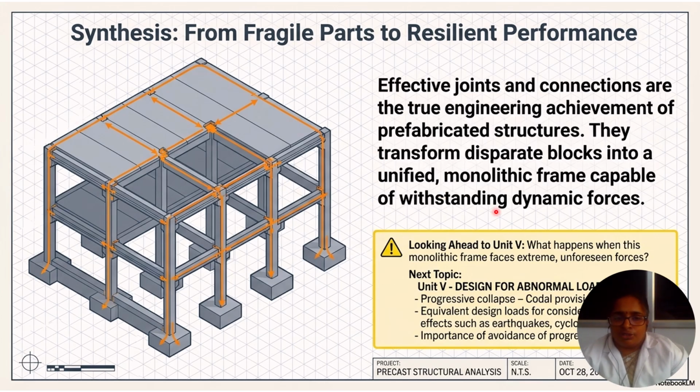So this is the gist of Unit 4, joints and connections in structural members. In the upcoming lecture, we will be dealing with design for abnormal loads in prefabricated components, that is, what happens when a monolithic frame faces extreme and unseen forces. Thank you.